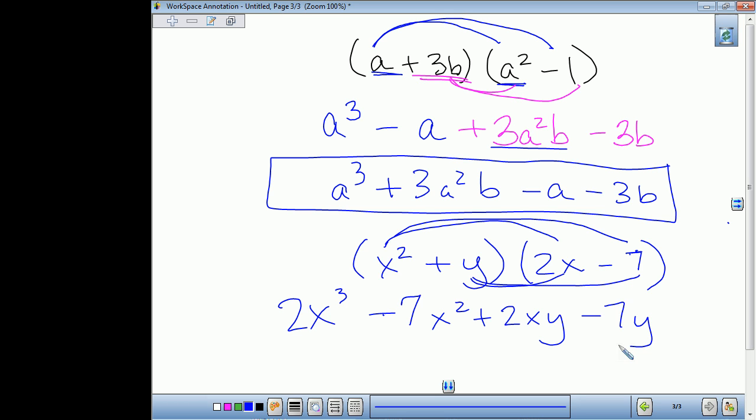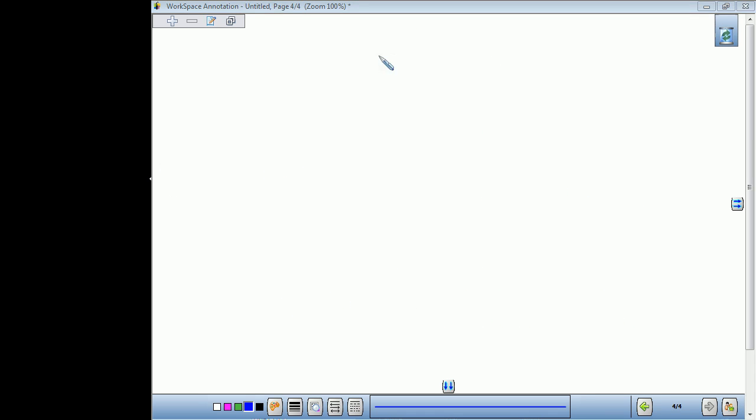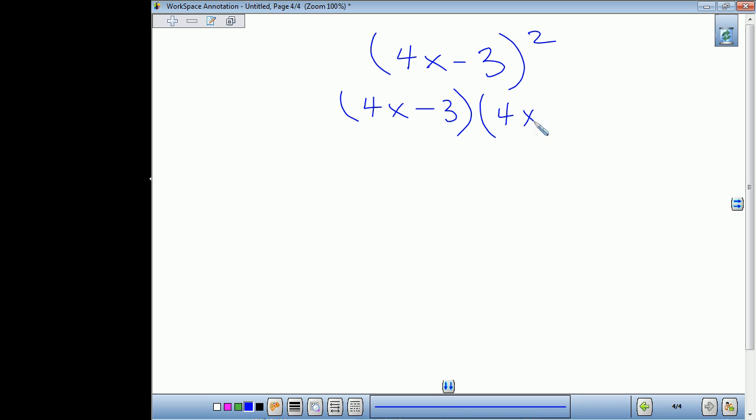Okay. Now, we're not ready. I think we are. All right, Clayton, what do we do? You hit it with the 16x and then minus 9. You're close. 16x squared. We write it out twice. And then we do the same thing.